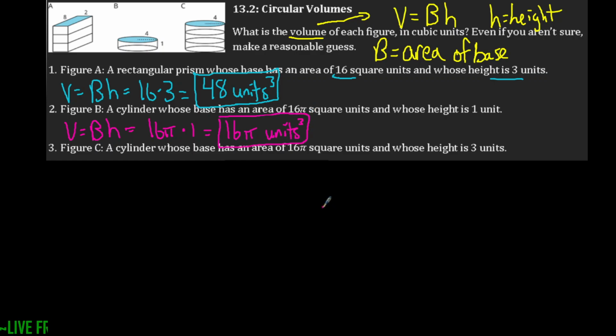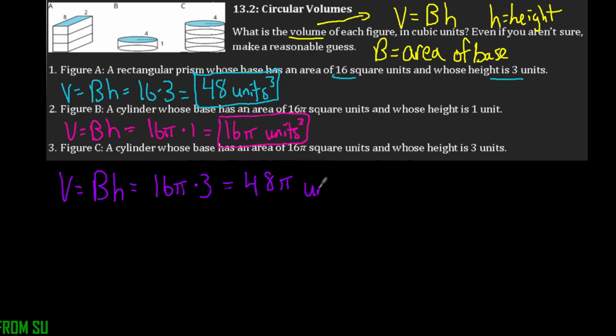All right, and for the last one, figure C, again, notice how it's almost like we're stacking each of those on there. It says a cylinder whose base has an area of 16 pi square units and whose height is 3. So now we have to multiply it by 3 instead. Let's do purple for this one. Volume equals area of the base times the height. So it's going to be 16 pi times 3, which is going to be 48 pi. We have to have units cubed.